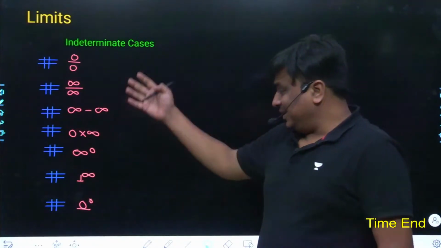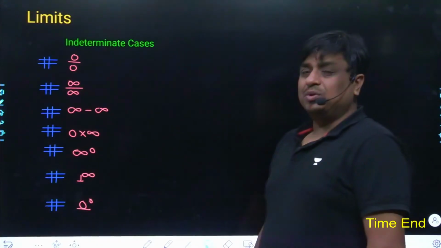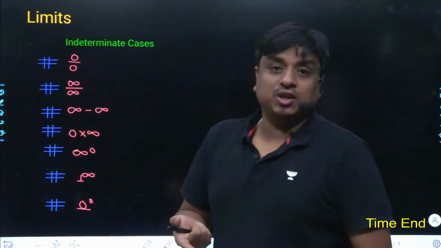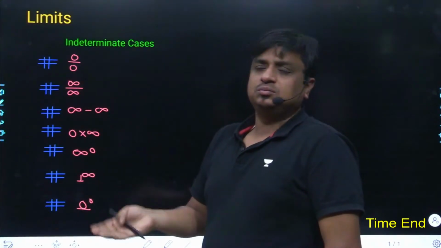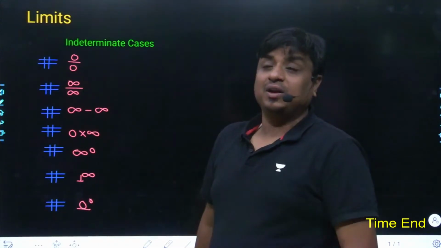Apart from the 7 indeterminate cases, the remaining cases are determinate cases. What does determinate actually mean? That means their result is predefined and actually known. You can't say 0 by 0 stands for 1, maybe 2, maybe infinity, maybe 0. That is why it is called an indeterminate case.